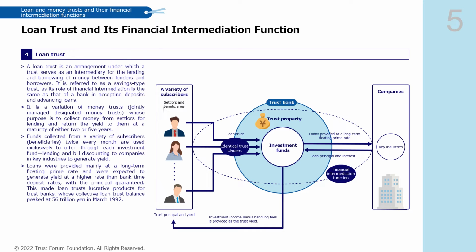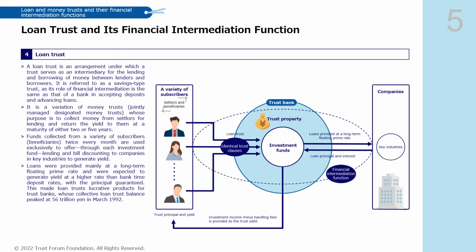investment destinations and vehicles specified by its trust clauses and returns its investment income in cash, based on investment performance, to settlors. The difference between a loan trust and a money trust is that the former invests essentially only in loans and bill discounting and is a self-beneficial trust that designates settlors as beneficiaries.